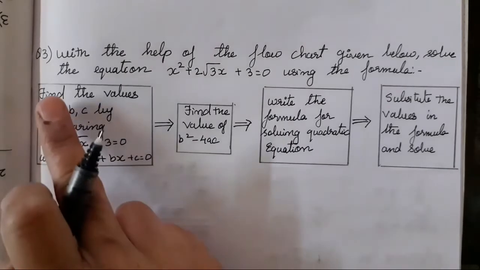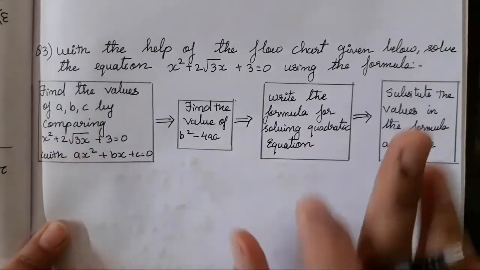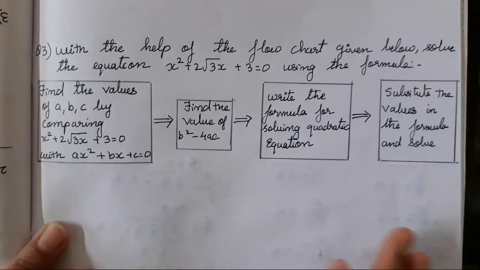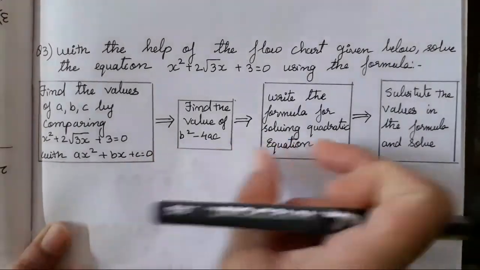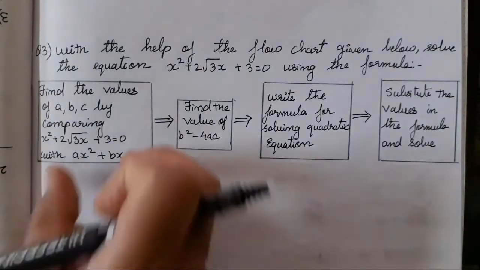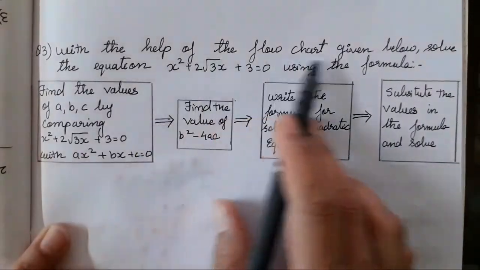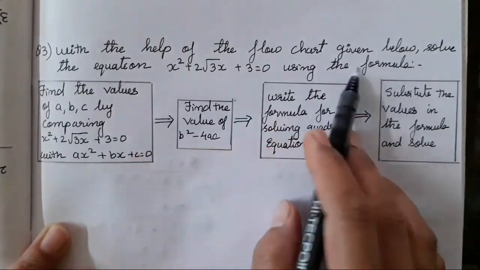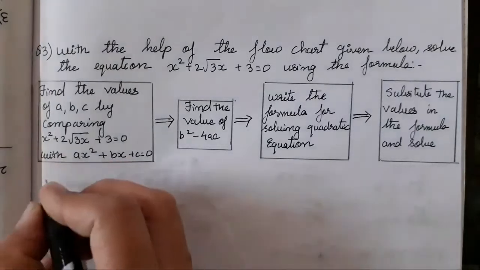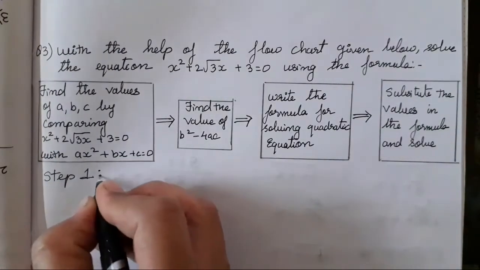Now, the third question is very easy, children. Everything has been given, same as we have solved all the sums till now. In the same pattern you all have to solve. Everything has been given, in the same steps you all have to follow. Okay, step 1, step 2, step 3, step 4. Now, with the help of the flow chart given below, solve the equation. So this is the given equation using the formula. Okay, so with the formula you all have to solve it. Same pattern as we did for all the sums.